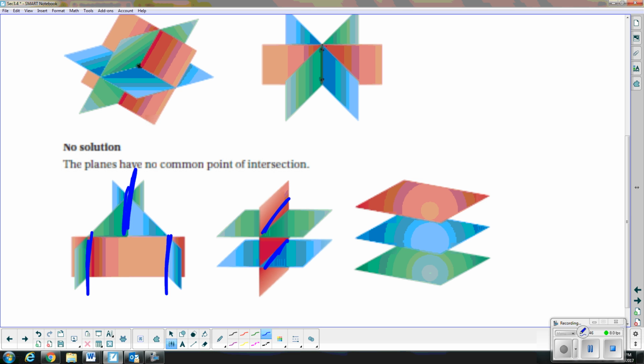So the red would be the first equation, green would be second, blue would be third. Even though 1 and 2 have infinitely many solutions, and 1 and 3 have infinitely many solutions, 2 and 3 have nothing. So 2 and 3 are no solution, that means the whole system is no solution. And then with the third one, all three planes are parallel. None of them ever intersect with the other one, so the whole system is no solution.